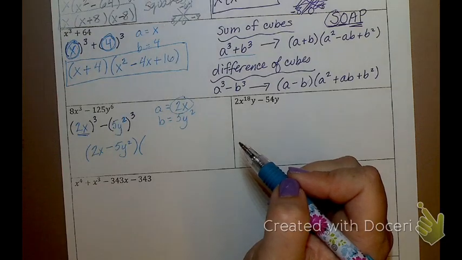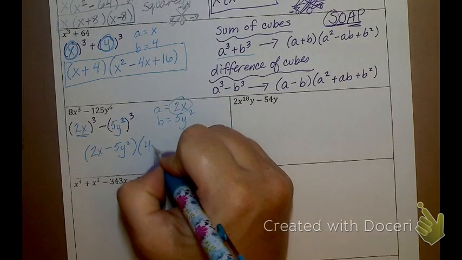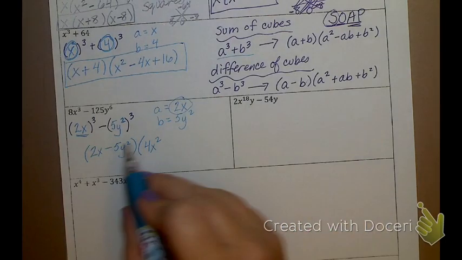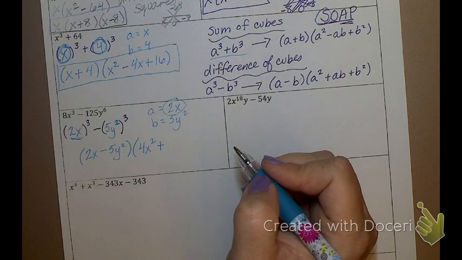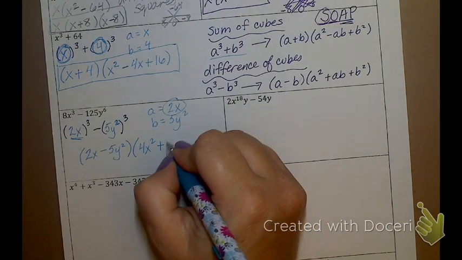How do I square 2x? I have to square both the 2 and the x. So I end up with 4x squared. So let's see. Same, opposite, so this is going to be a plus sign. In the middle I have a times b. What is 2x times 5y squared?